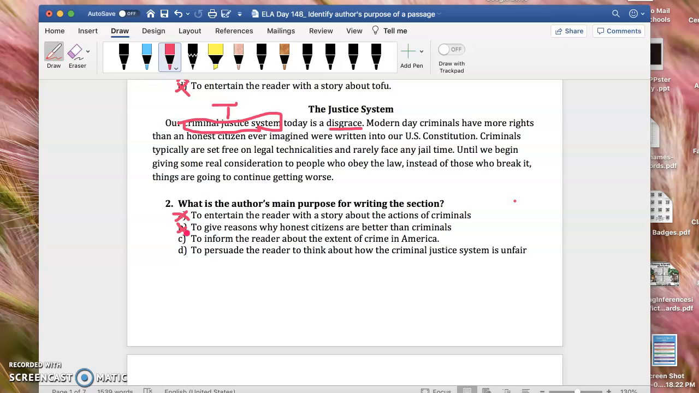So now we're between C and D. Is this passage to inform the reader about the extent of crime in America? Or is it to persuade the reader to think about how the criminal justice system is unfair? Remember how we said in persuasion texts, opinion texts are usually also a way to get the reader to think a certain way. So the author is stating their opinion about how the criminal justice system is wrong, right? And this is not necessarily true. There are no facts in this. This is just how the author thinks. The author is trying to get us to think a certain way. And so it would be D, right? Because persuade is not always in commercials or advertisements. It could also be when someone is stating their opinion and trying to get you to agree with them. Okay, good. We're on a good path.